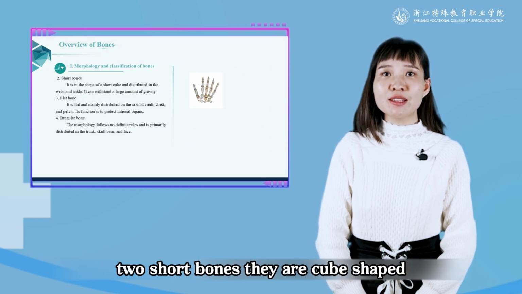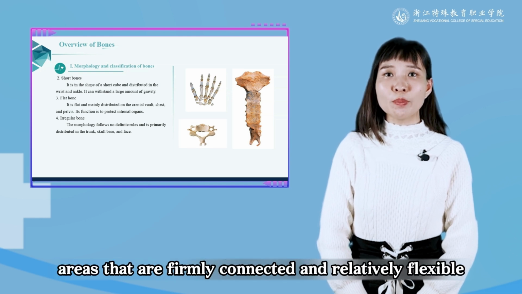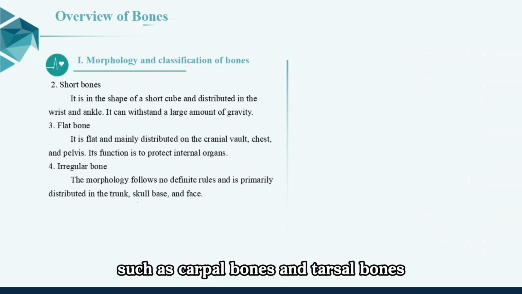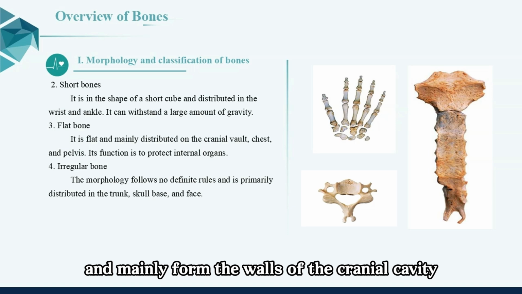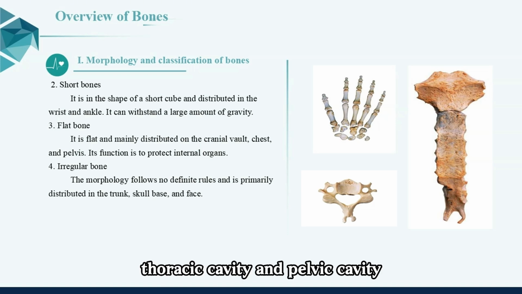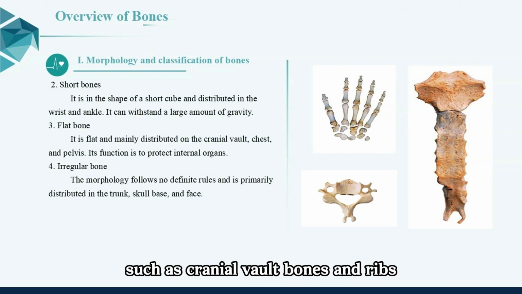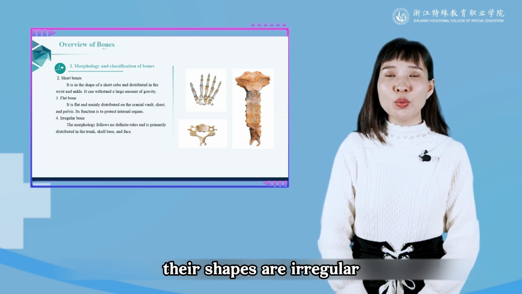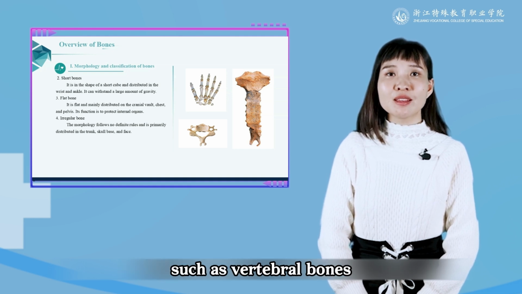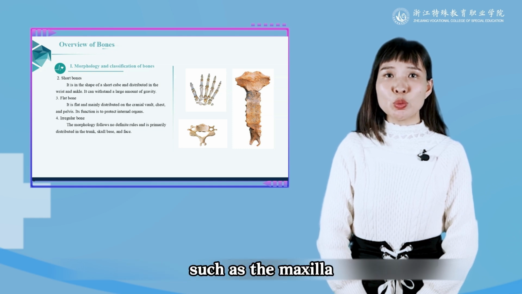2. Short bones. They are cube-shaped and mostly distributed in groups in areas that are firmly connected and relatively flexible, such as carpal bones and tarsal bones. 3. Flat bones. They are plate-shaped and mainly form the walls of the cranial cavity, thoracic cavity, and pelvic cavity, playing a protective role, such as cranial vault bones and ribs. 4. Irregular bones. Their shapes are irregular, such as vertebral bones. Some irregular bones have cavities, which are called pneumatic bones, such as the maxilla.